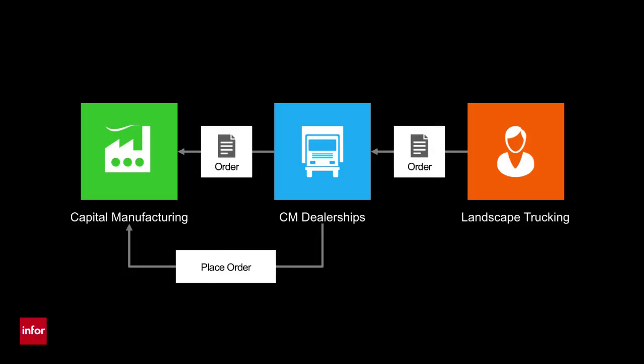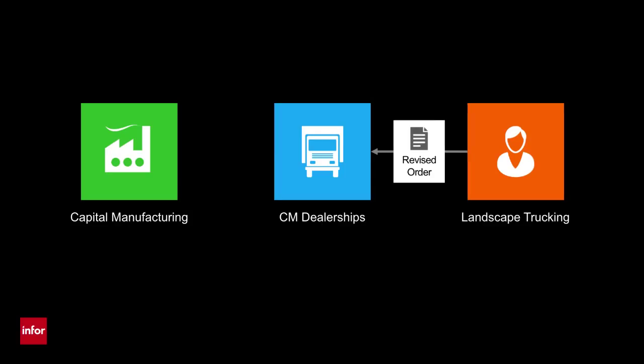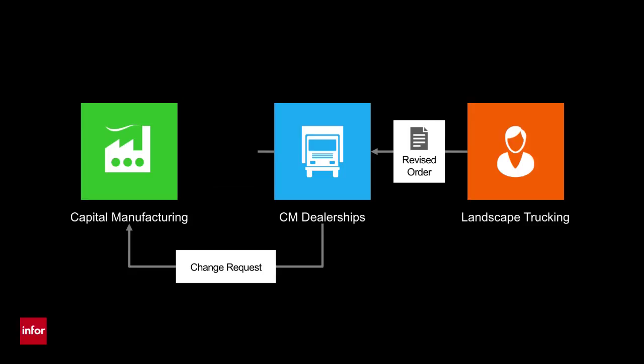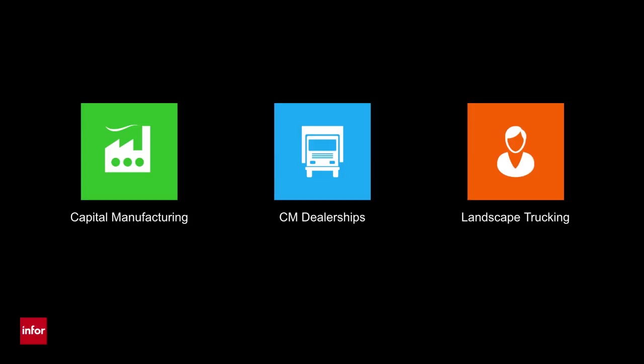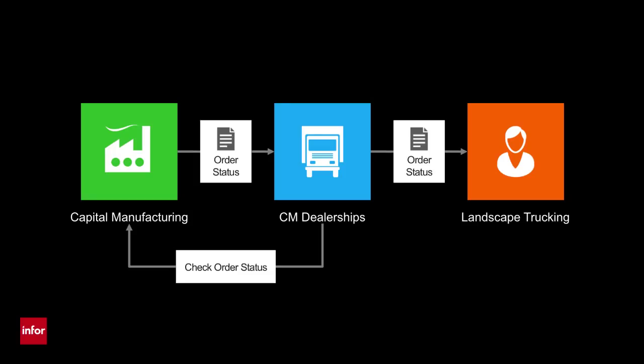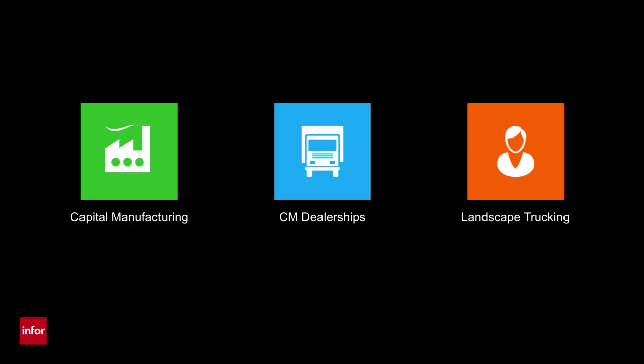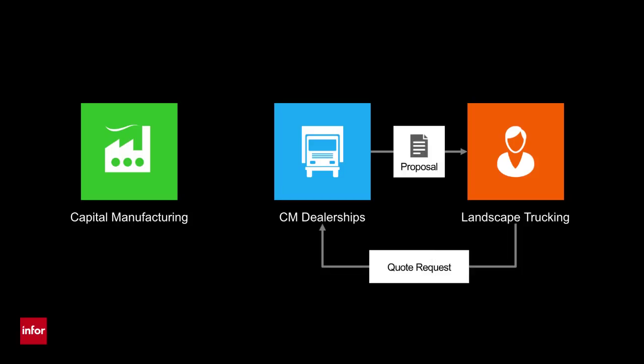And then, CM Dealerships will convert the revised quote to Landscape Trucking into an order for Capital Manufacturing. After the order has been placed, we will see how Capital Manufacturing responds to a change request and a special request from CM Dealerships, generating an updated price, bill of materials, routing instructions, and manufacturing drawings. And finally, we will see how Capital Manufacturing provides updated order status information to CM Dealerships. Let's get started by taking a closer look at how CM Dealerships uses Infor Configure Price Quote to respond to a request for quote from Landscape Trucking.